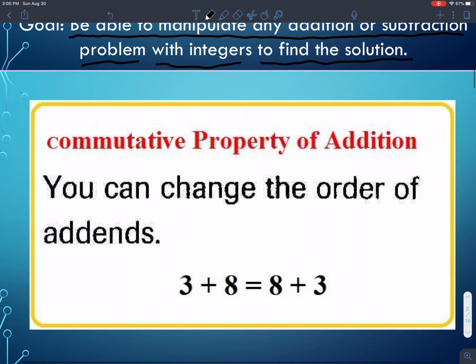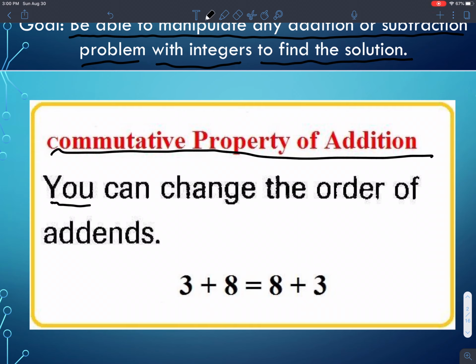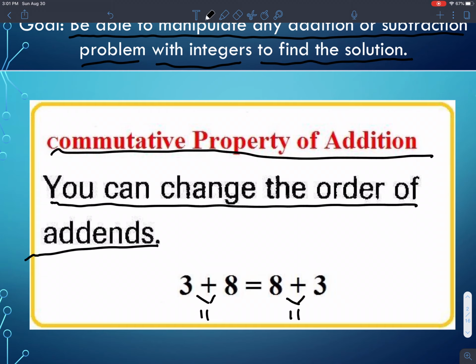Before we get going, I want to remind you of the commutative property of addition. The commutative property of addition says that you can change the order of the addends and the answer will be the same. In math laws, it's legal for us in an addition problem to change the order, and it won't affect the problem. For example, 3 + 8 is 11, but we also know that 8 + 3 is 11, and therefore changing the order of those numbers did not affect the problem.